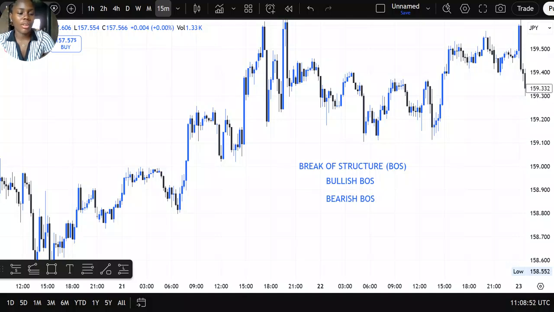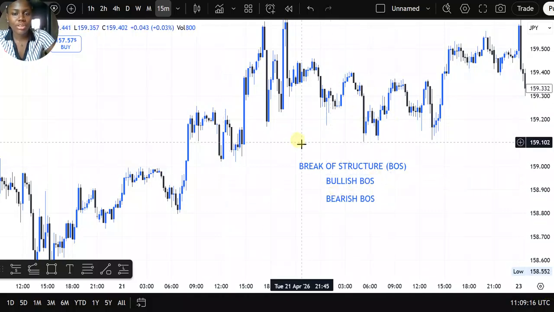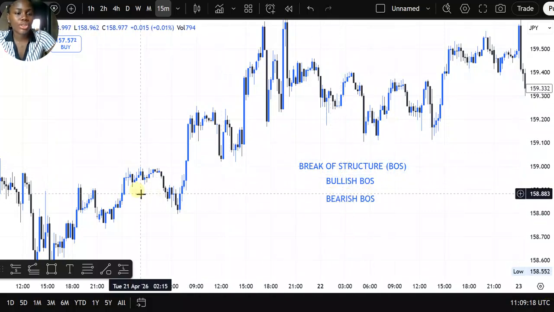On today's video, we'll be talking about break of structure, and this is one of the most important concepts in trading. In this video, I will explain in a very easy way to help you understand what break of structure is. So finally, we have on my chart here break of structure. We have the bullish and the bearish.